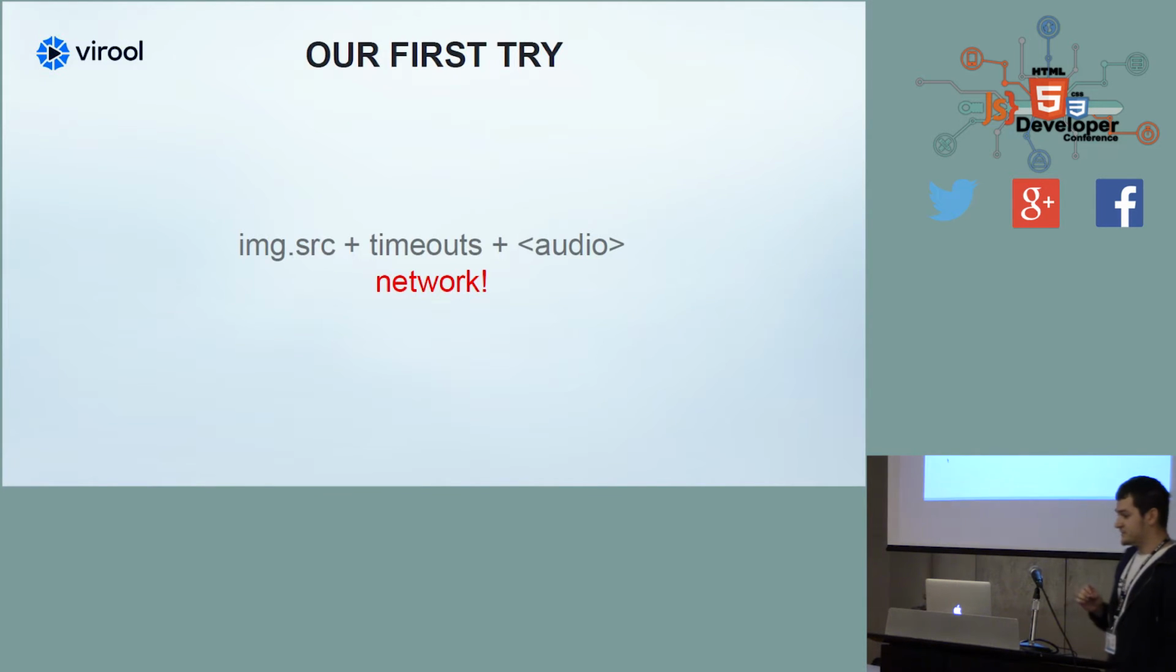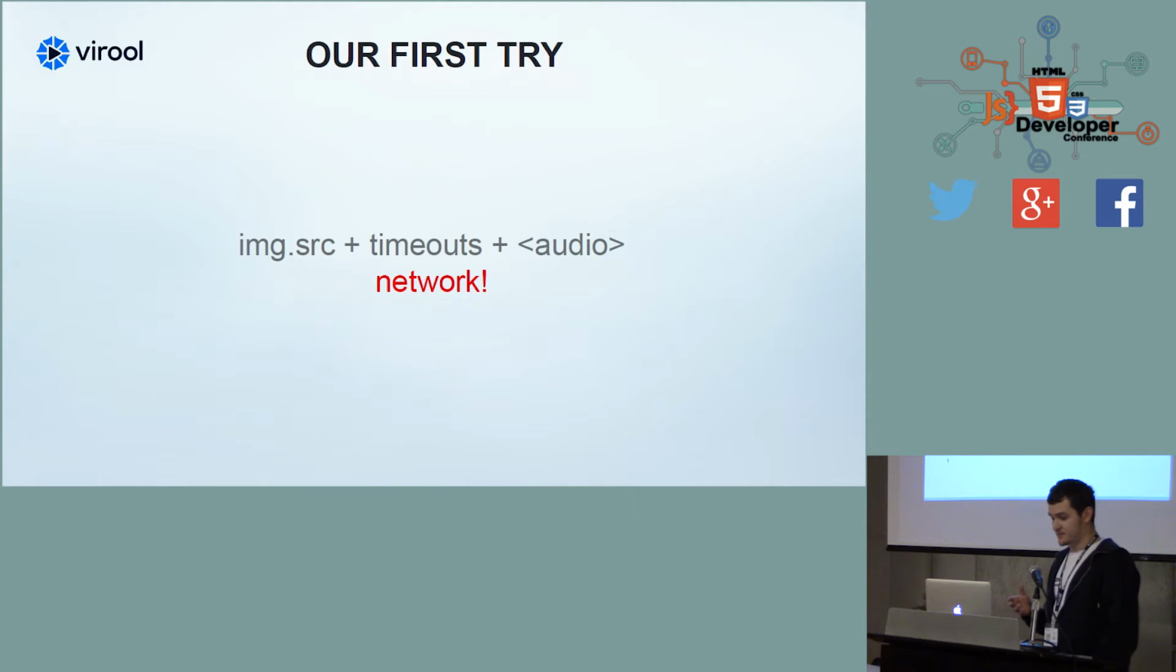So our first try was quite simple. It was based on just an image tag, which contains a source image. We were changing this source with some timeout, say 100 milliseconds, and we were using an audio tag. This solution works great, but it has one pitfall: a lot of network requests. Say for 5 minutes of video, we have to make 500 requests, and this creates a lot of load on the user's bandwidth, and it eats a lot of traffic.